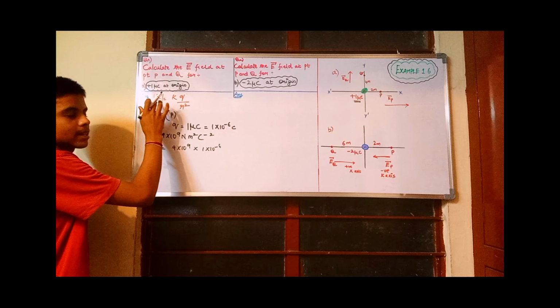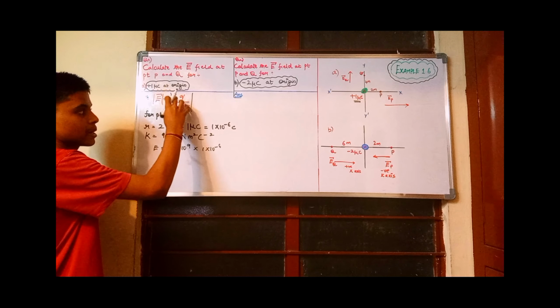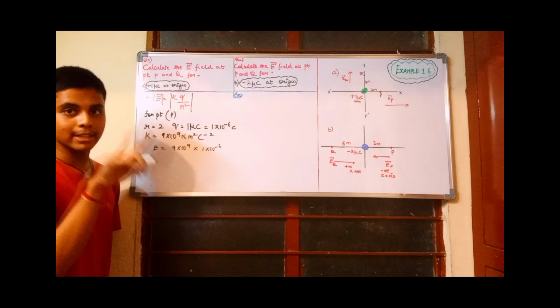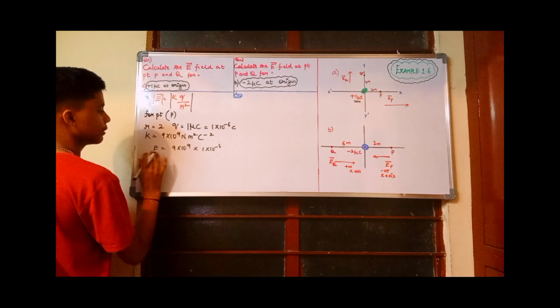If I take modulus on this E vector, then I need to take modulus on this. If the answer of this expression comes negative, then taking modulus of that expression, I will get positive, which I will see in the second part of the question. So in the first part, we don't see like that.